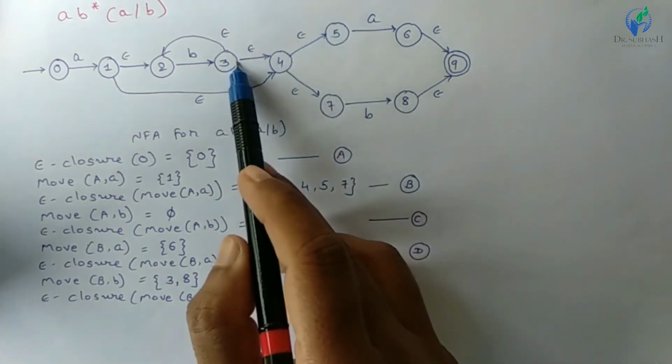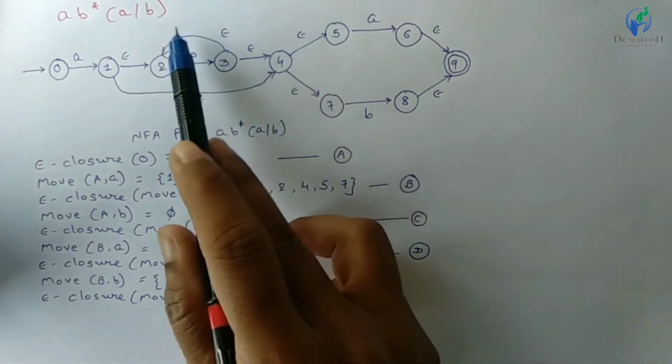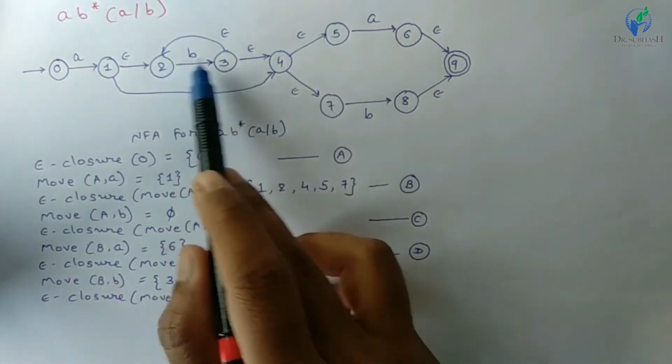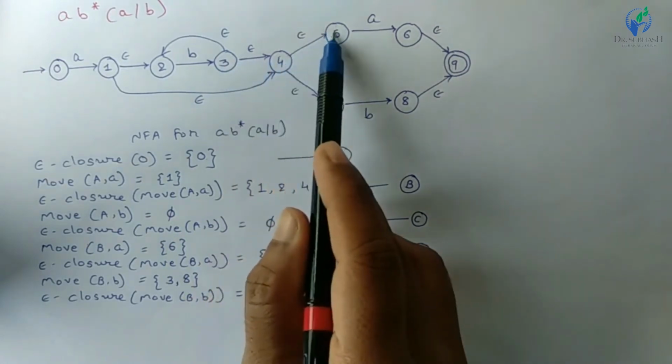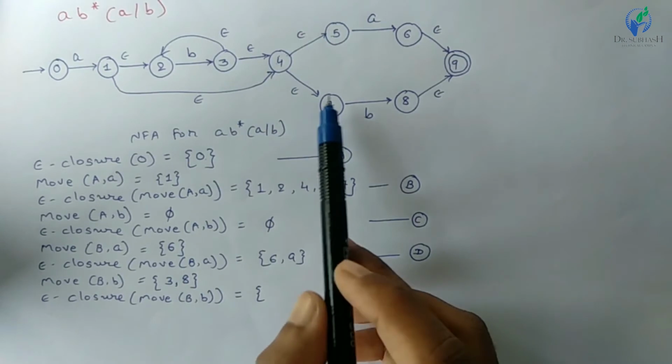From 4, is there any epsilon move? Yes, 4 to 5 and 4 to 7. So 2, 3, 4, 5, 7, 8 and 9.